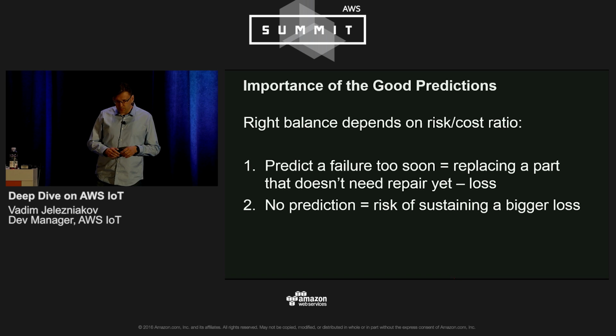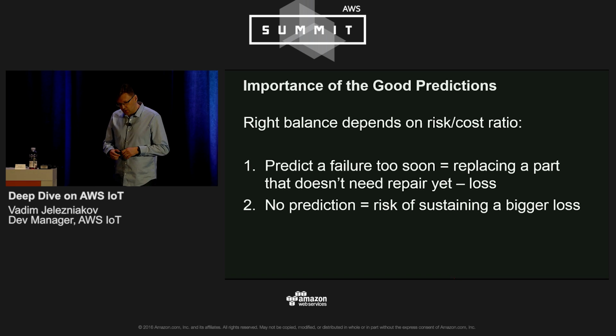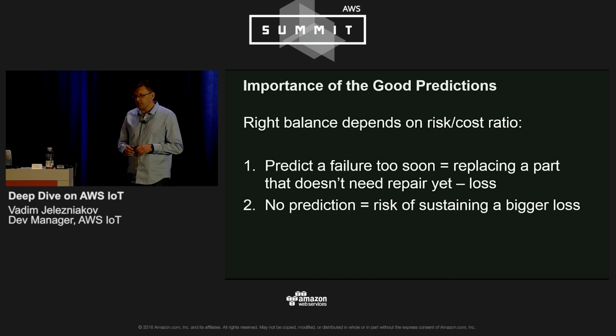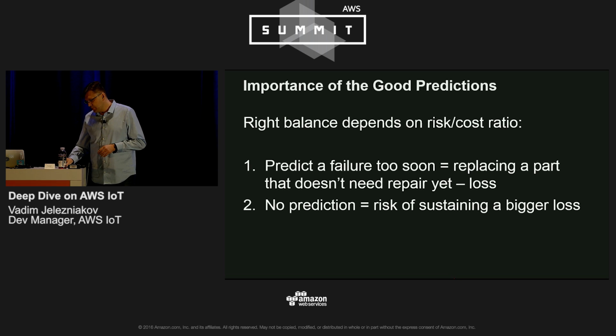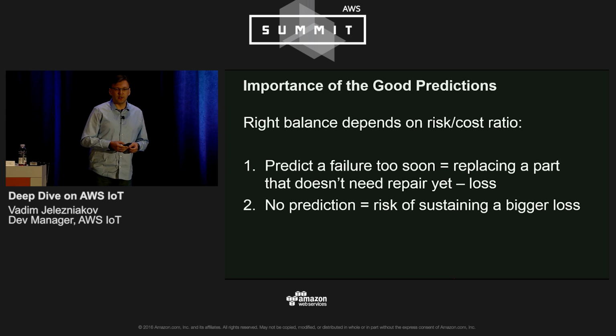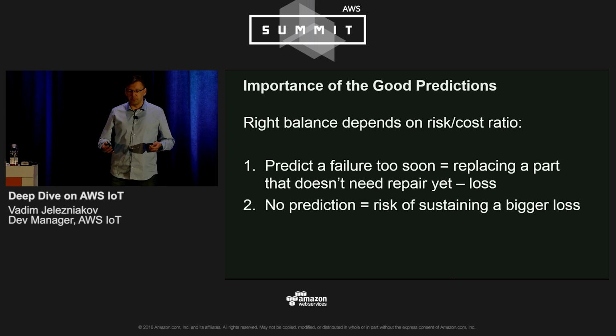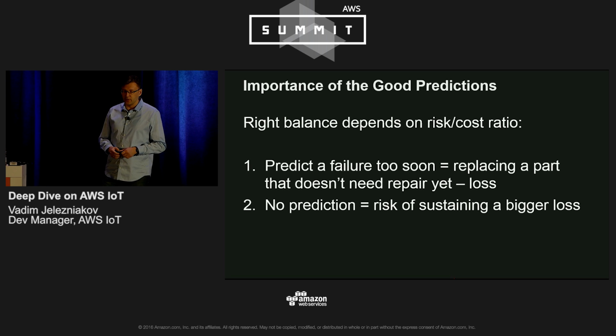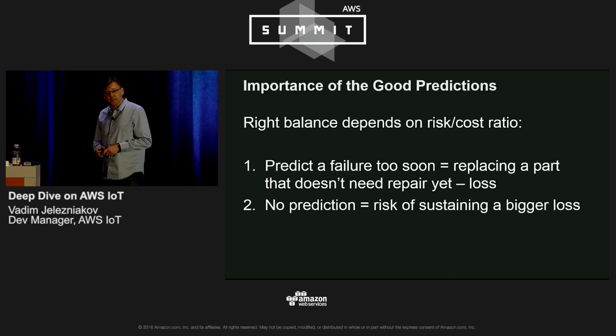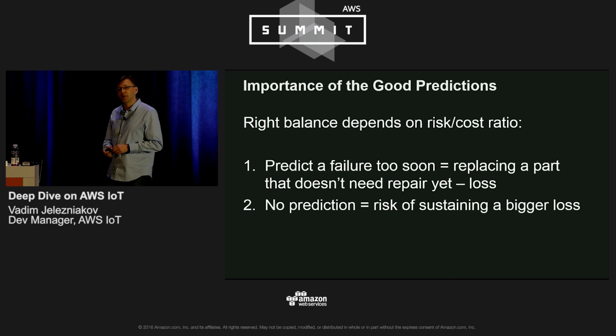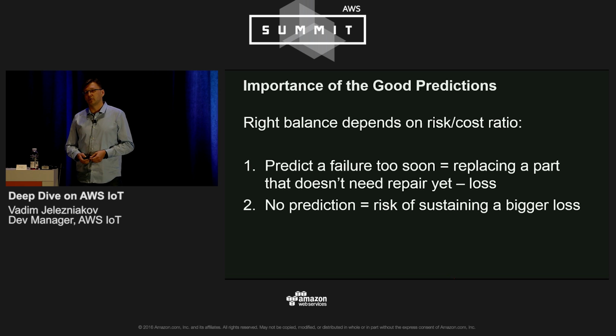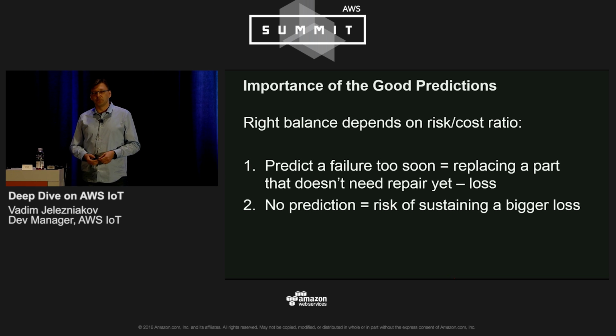So why is it an important problem to solve? It turns out that it's a very tricky problem, because if you predict a failure too soon, then you might be replacing a part that's completely viable, and you'll be losing money. But if you don't predict at all, then you're generating risk. So if it's a plane engine, people might get killed.